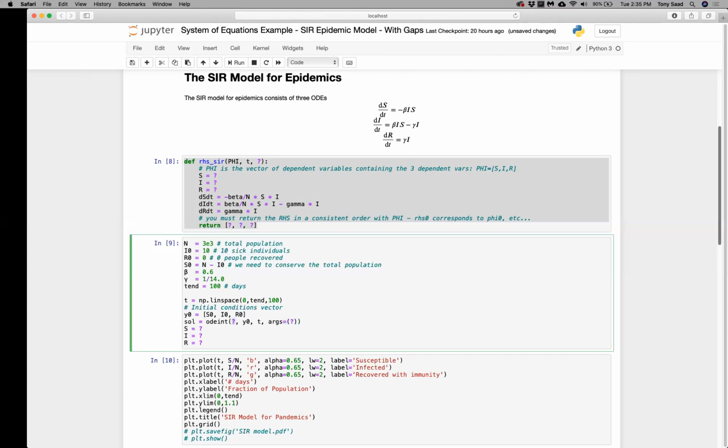Just fill in this first blank. Just give it a name. Think of a name, okay? So maybe we call it RHS SIR, right? Okay, so we're going to define this right-hand side in a second.